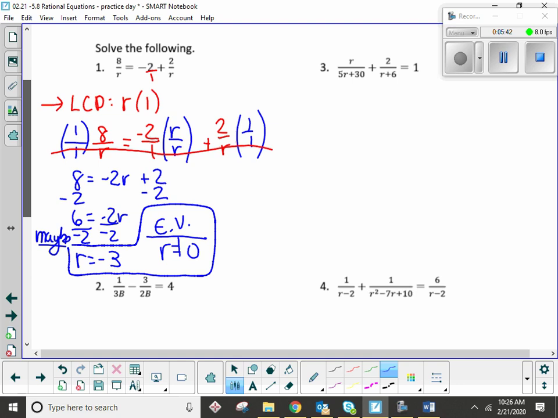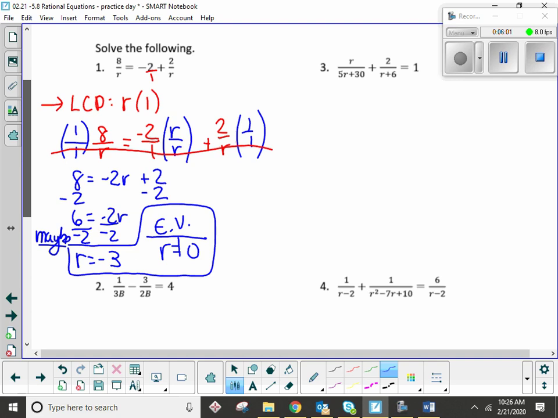On your quiz, in case you might forget to do the excluded values, I'll have a prompt, like excluded values with a line, to make sure you remember to do that. It would be incorrect if you don't do it, so I'll be sure to prompt you for it.